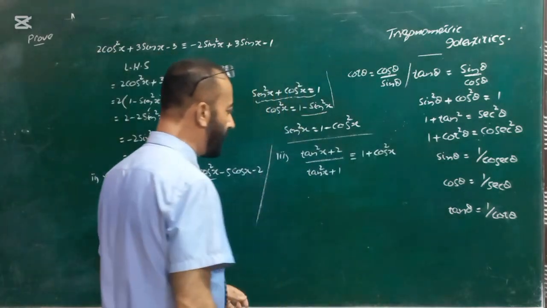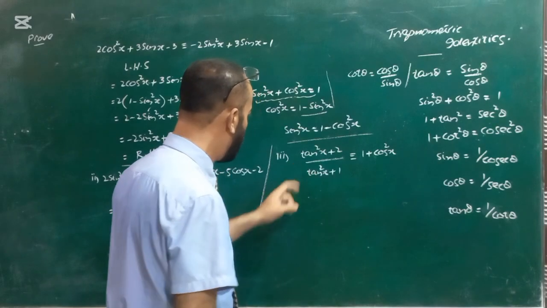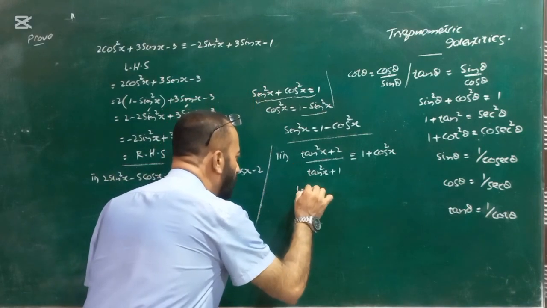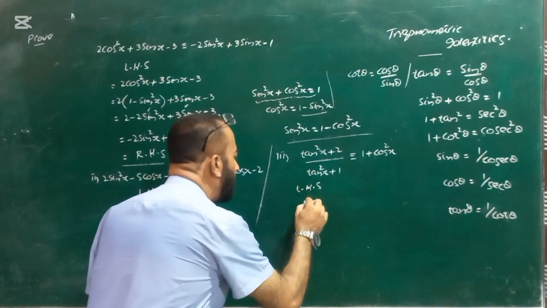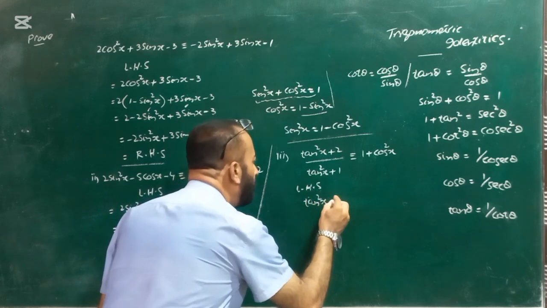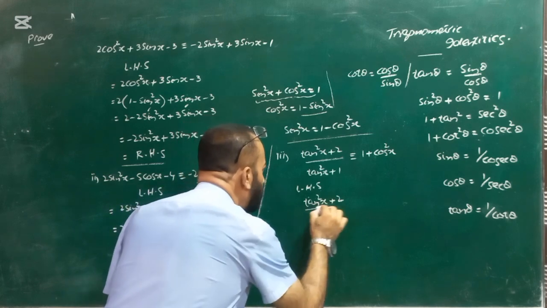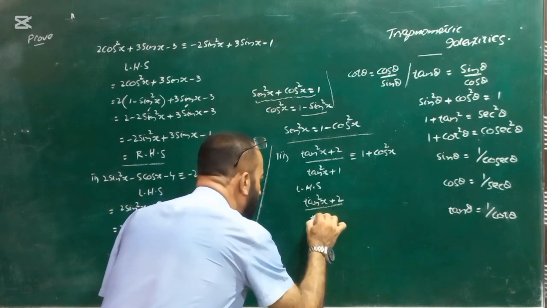Here is another identity which is required to be proved. So the left hand side is, look now, we have taken the left hand side, that is tan square x plus 2 whole divided by tan square x plus 1.